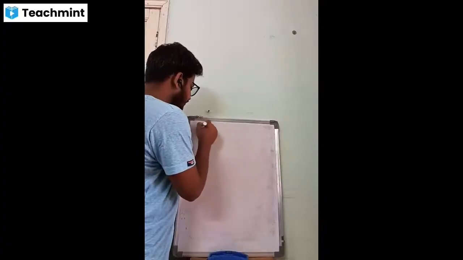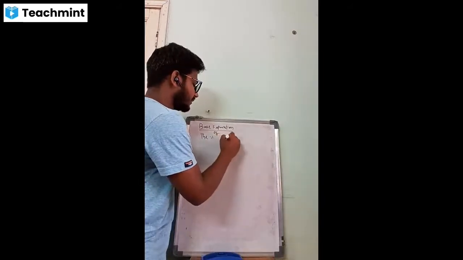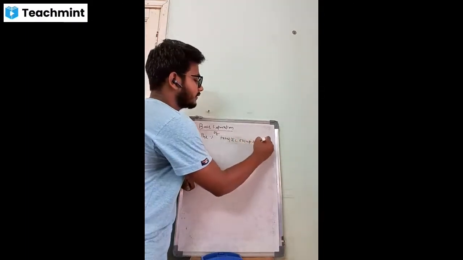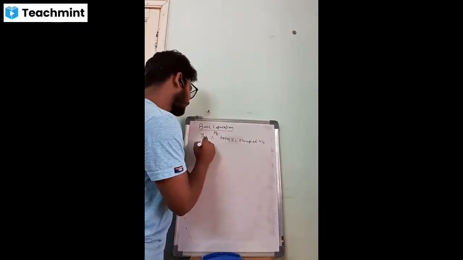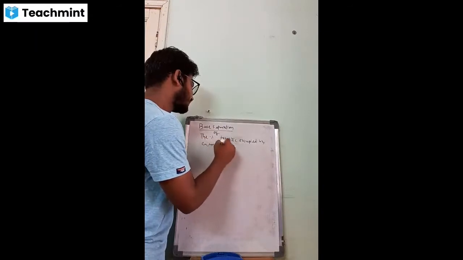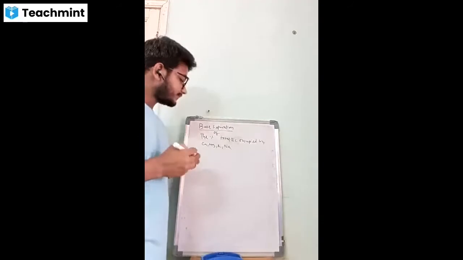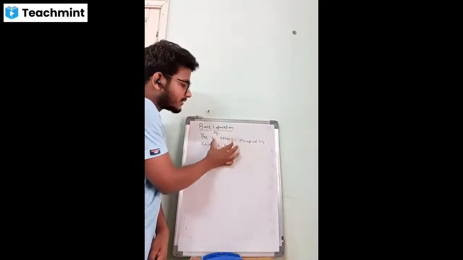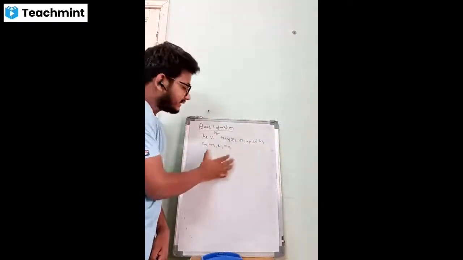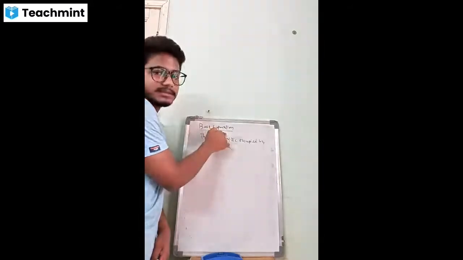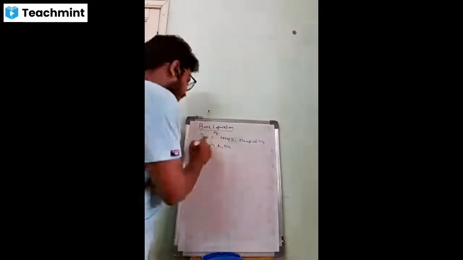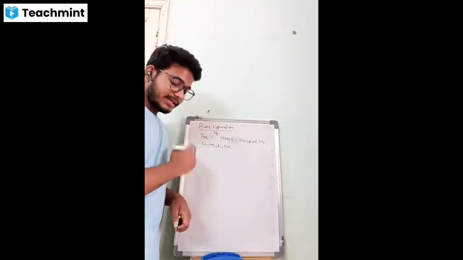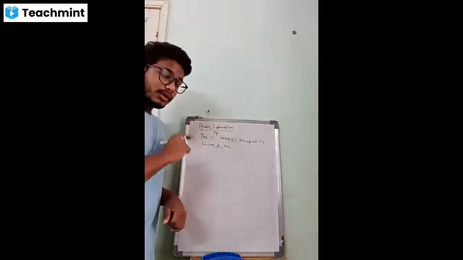Base saturation is the percentage of total CEC occupied by bases such as calcium, magnesium, potassium, and sodium. When these bases occupy some percentage of the total CEC, it is called base saturation. And base saturation of uncultivated soil is higher for arid than for humid soil.